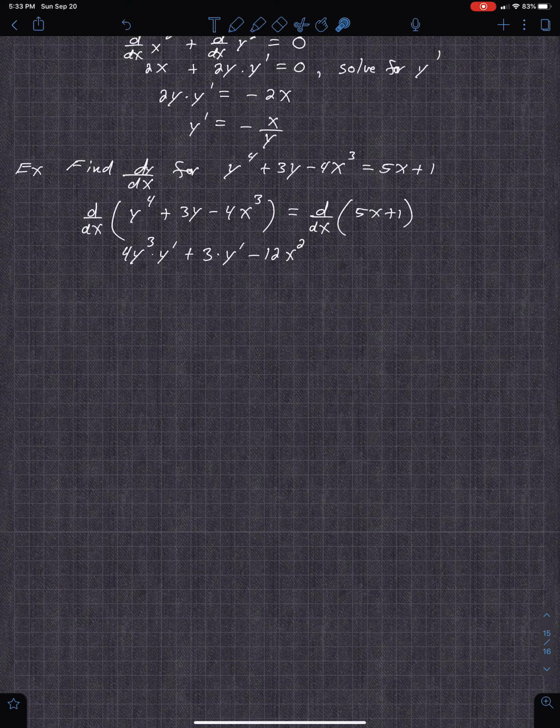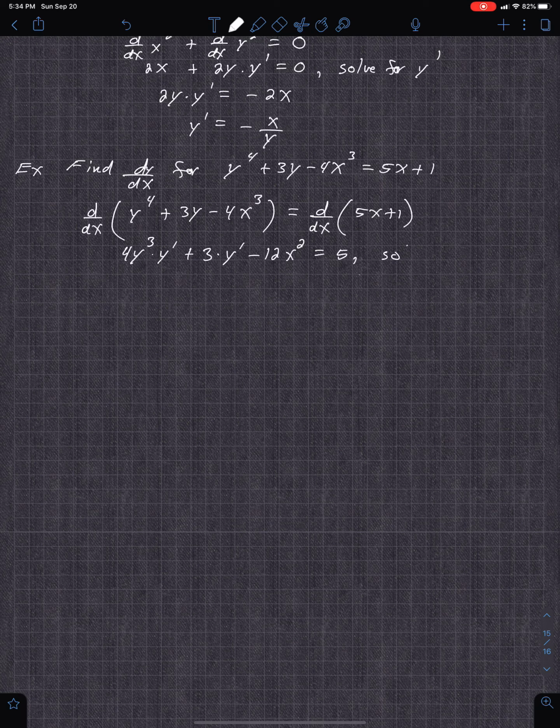You could think of it like that if you want to. So let's continue. Equal to, so I'll erase this, 5 times dx/dx, which is always 1, so you don't have to put it. But that's something that can help. And then 0, derivative of the constant. And then we still want to solve for y prime. Most of the time you're going to want to do that.